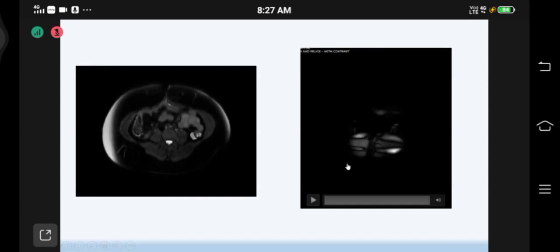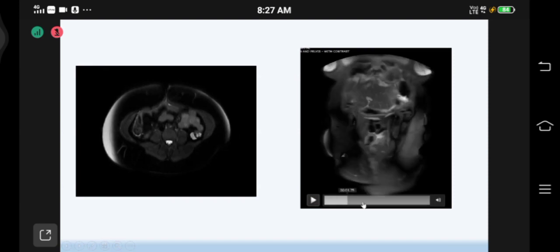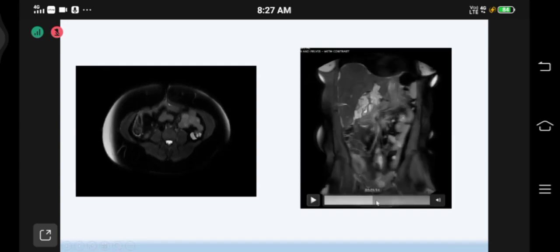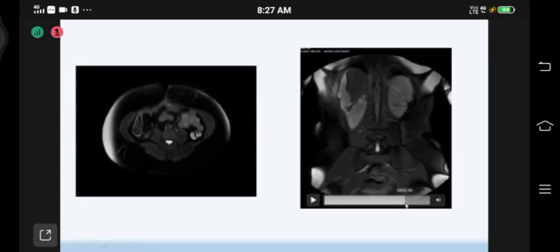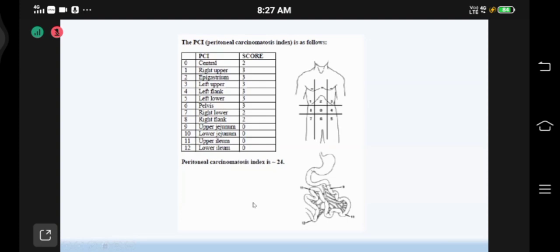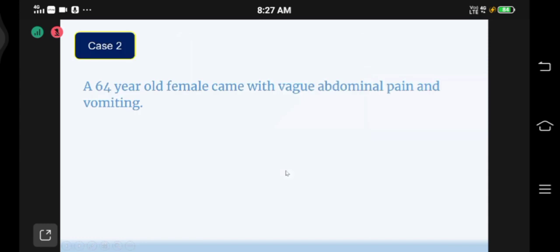So this is the same thing in the coronal. We need to follow the same clockwise rule here in evaluating for the PCI, for quantifying PCI. So basically this patient did not have bowel loop involvement. And at most of the places, the nodules were more than 2.5 centimeters, so a score of 3. So overall, this patient has a PCI score of 24 on 39.